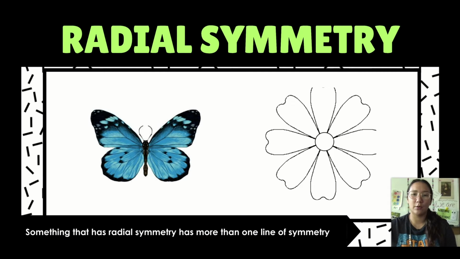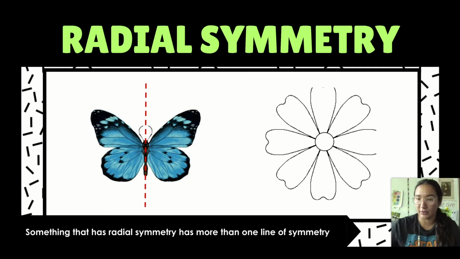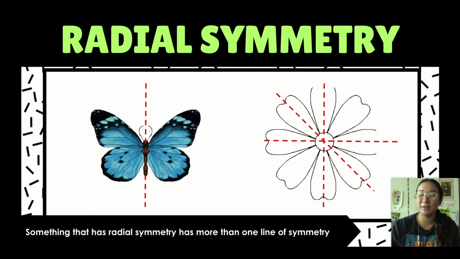And of course, we know that our butterfly has its line of symmetry and we can fold it in half long ways. But if we tried to fold it up and down or diagonally, it would no longer be symmetrical. But that's not the case with this flower. So we have one line of symmetry, two lines of symmetry, three lines, and four lines of symmetry. So that flower shows radial symmetry.